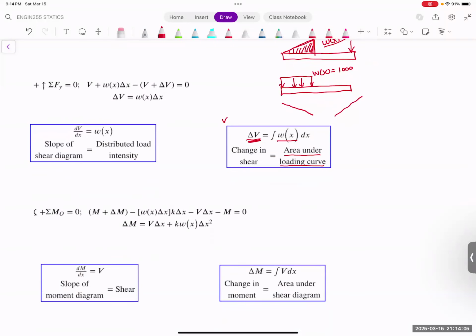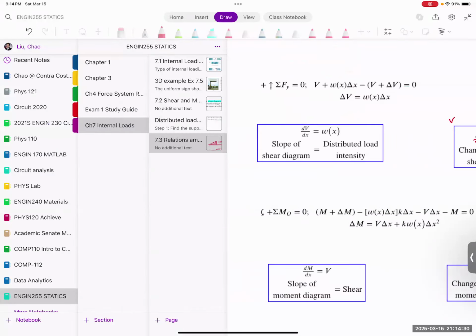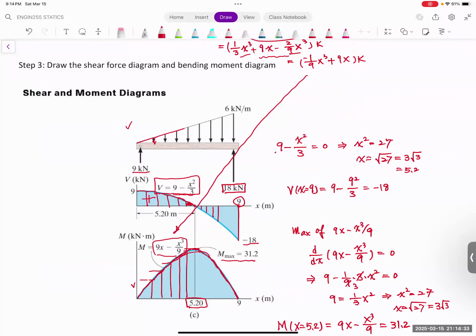Moment is going to be the integration of the shear. So if you have a shear equation, we can actually calculate the moment equation by using an integration, because change of the moment is the area under the shear diagram. So the 7.3 is simply to give you this idea. But if you know how to draw these, you will see, again, the moment diagram is going to be equal to the integration of the shear diagram.